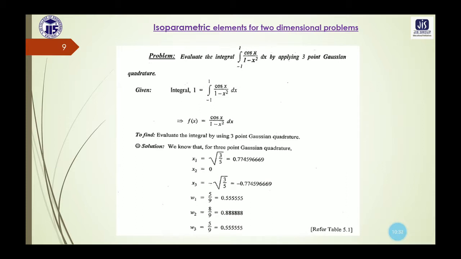Here it is given that we need to evaluate the integral from -1 to 1 of cos x by 1 minus x square dx by applying 3-point Gaussian quadrature. Now the value of integral I is the integral from -1 to 1 of cos x by 1 minus x square dx. So f(x) equals cos x by 1 minus x square. We need to evaluate this integral by using 3-point Gaussian quadrature.